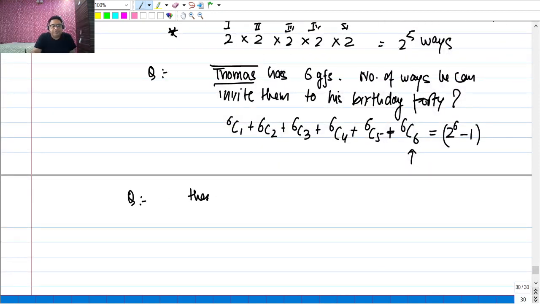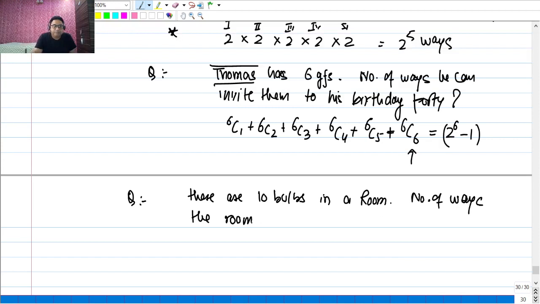So now, question. There are 10 bulbs in a room. Number of ways the room can be illuminated, or I can say number of ways such that the room has light. What do you suggest, guys? There are 10 bulbs in a room. Number of ways the room can be illuminated.